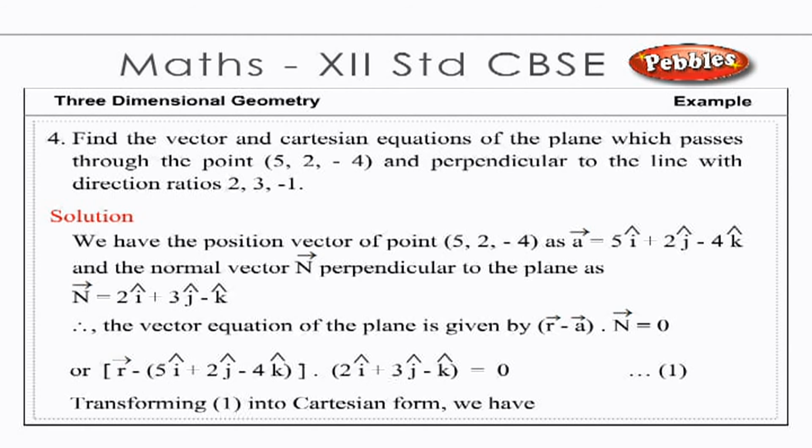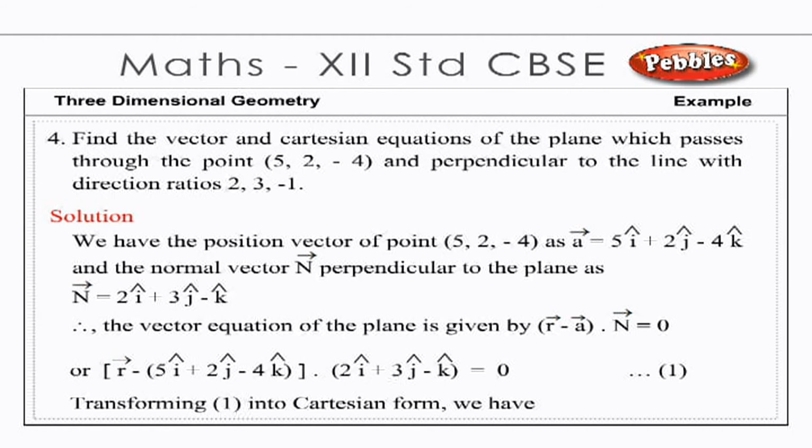Therefore, the vector equation of the plane is given by r vector minus a vector dot n vector is equal to 0, or r vector minus (5i cap plus 2j cap minus 4k cap) dot (2i cap plus 3j cap minus k cap) is equal to 0.